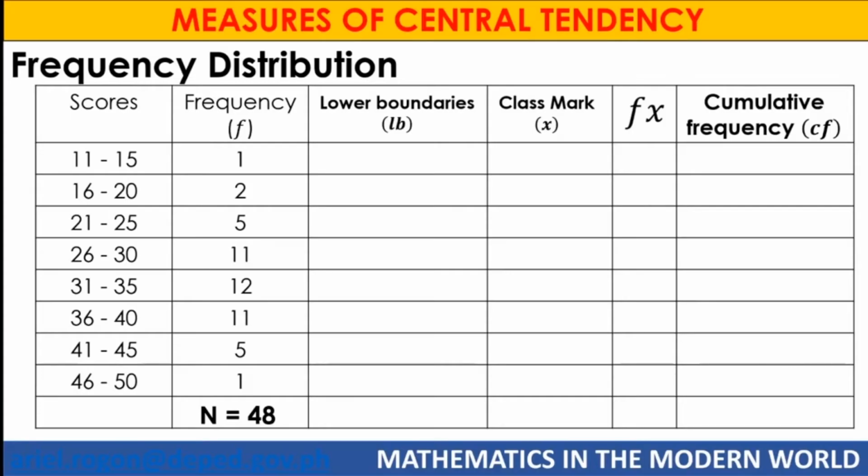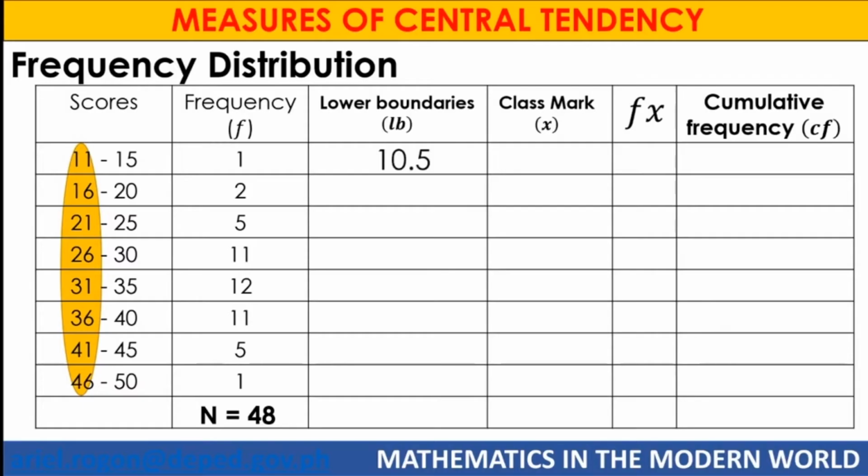Now let us proceed with the lower boundaries. How are we going to get the lower boundaries? We are going to focus on the score. Look at the highlighted portion; those are the lower limits of the score. How do we get the boundaries? We just subtract 0.5 from each of the numbers. So 11 minus 0.5 is 10.5.